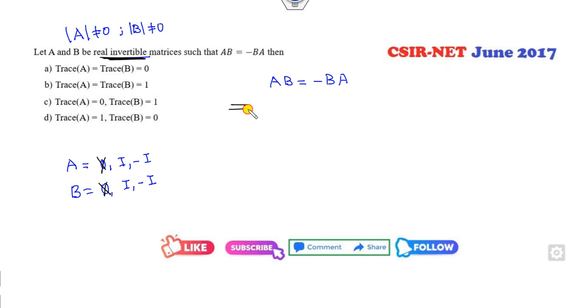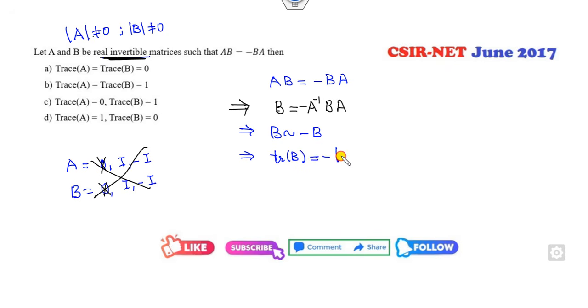Fine. Now if none of the pair will satisfy, then you have to think about that. A is invertible. I can multiply both sides by A inverse. What does it imply? B is similar to minus B. If B is similar to minus B, trace of B is equal to minus trace of B. Now look at the options. Trace of B is 1. 1 is equal to minus 1. These two options cancel. Or you can see if you add them, trace of B will be 0.